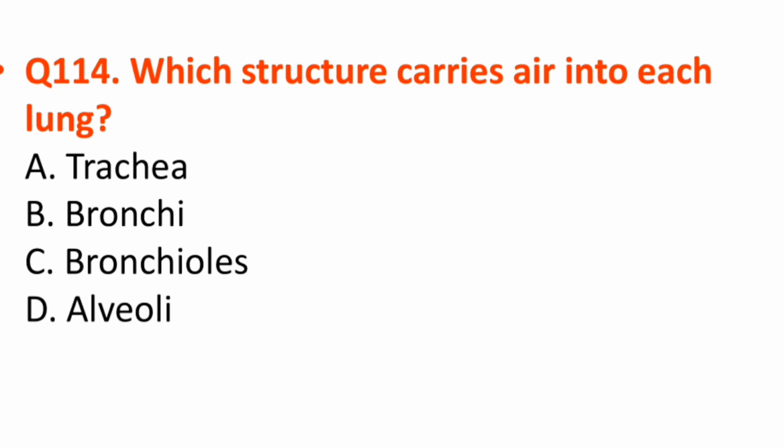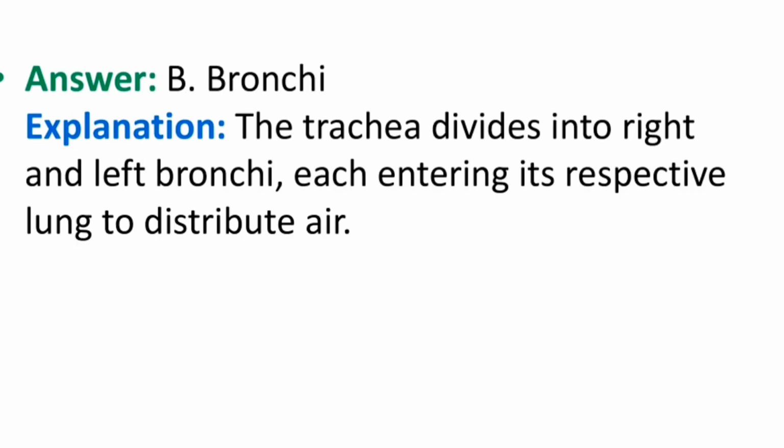Next question. Which structure carries air into each lung? Option A, trachea. Option B, bronchi. Option C, bronchioles. Option D, alveoli. The correct answer is option B, bronchi. The trachea divides into right and left bronchi. Each enters its respective lung to distribute air.